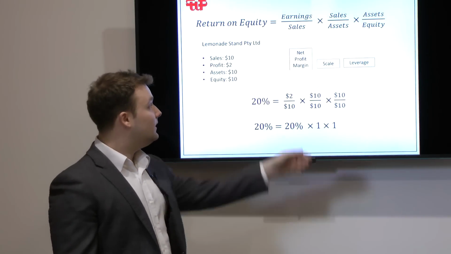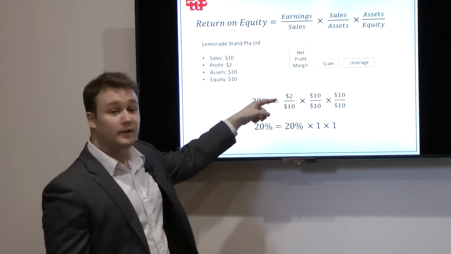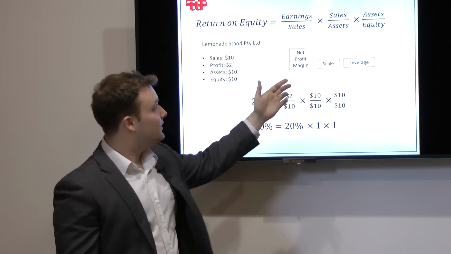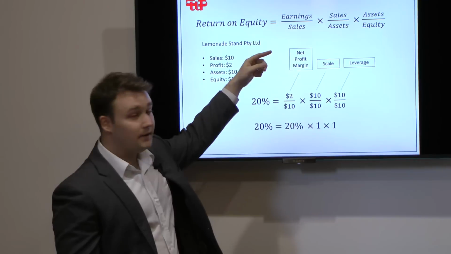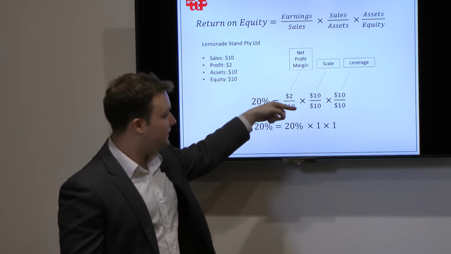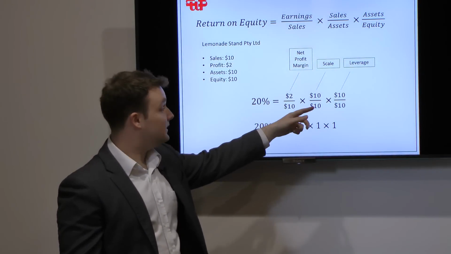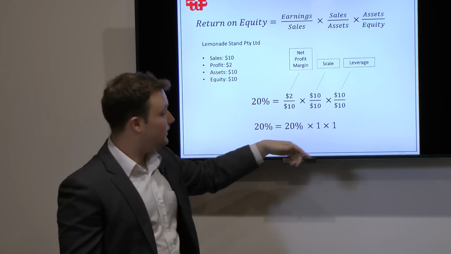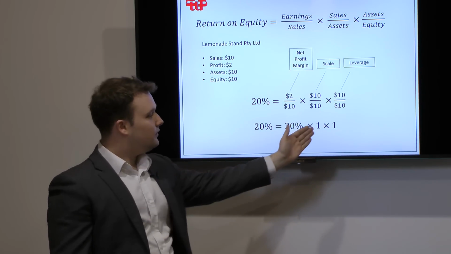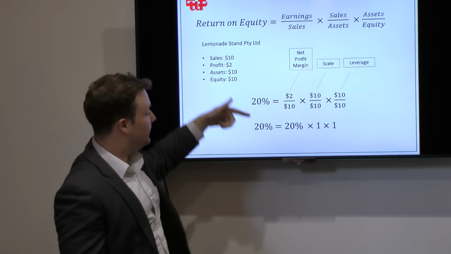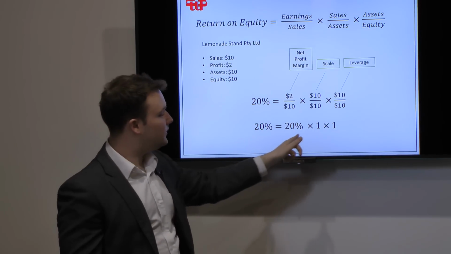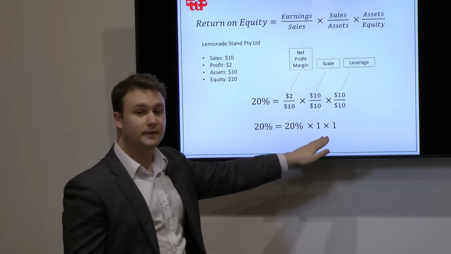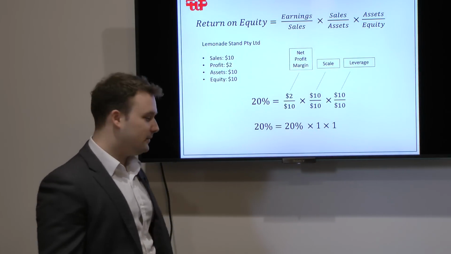As I stated earlier, its net profit margin, earnings over sales, is 20%. Its scale factor, sales over assets, $10 over $10, is 1. And its leverage factor, assets over equity, $10 over $10, is also 1. So if we look at the return on equity for this company, we can see that most of the return on equity is driven by the net profit margin, not so much these other factors. Let's start up another company and see how we go.